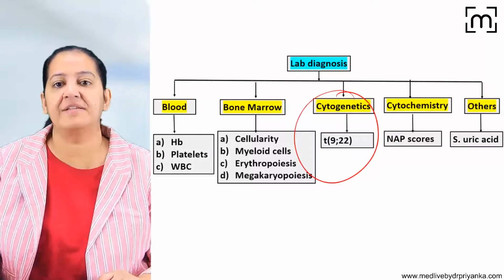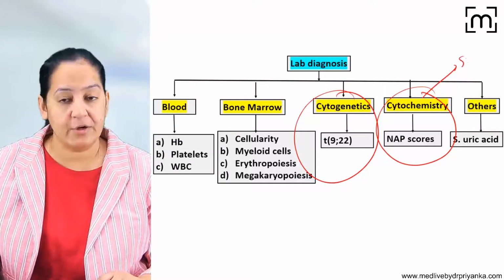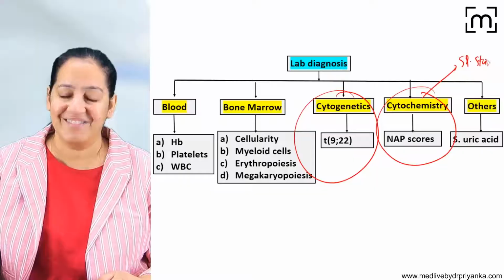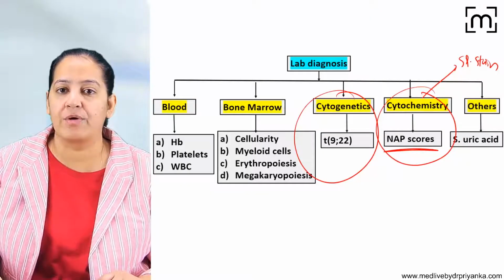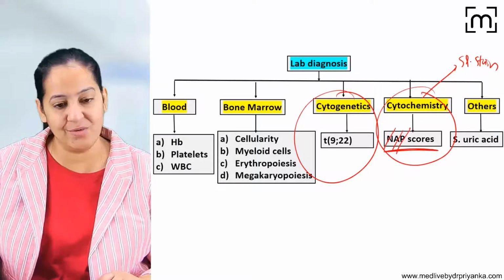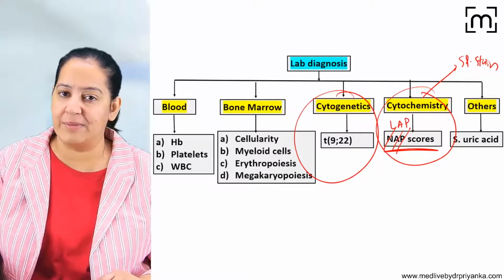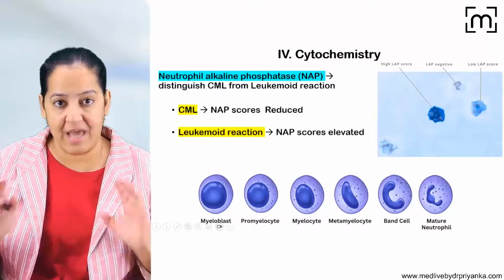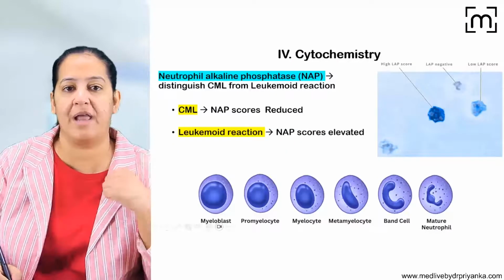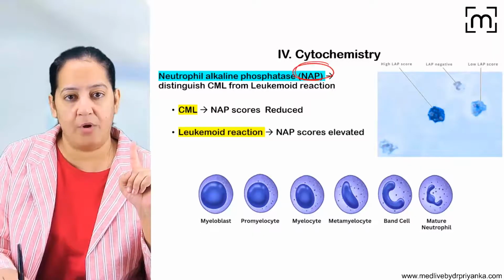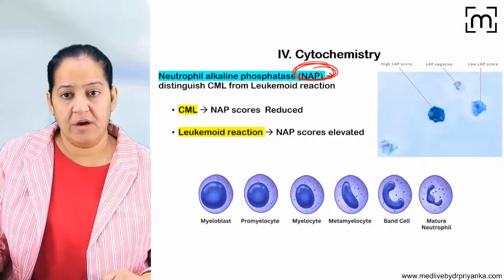So after cytogenetics, we are coming on cytochemistry. In the cytochemistry, we will do a special stain. The name of the special stain is NAP score. NAP, neutrophil alkaline phosphatase, also known as leukocyte alkaline phosphatase. So NAP or LAP score we will do. So here coming on the NAP or the LAP score. Now you know the complete series.